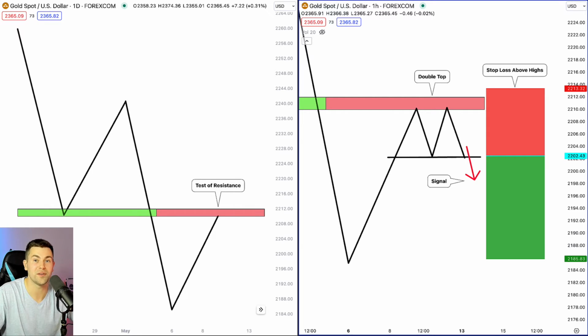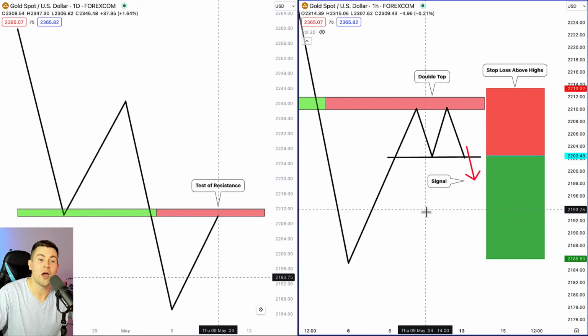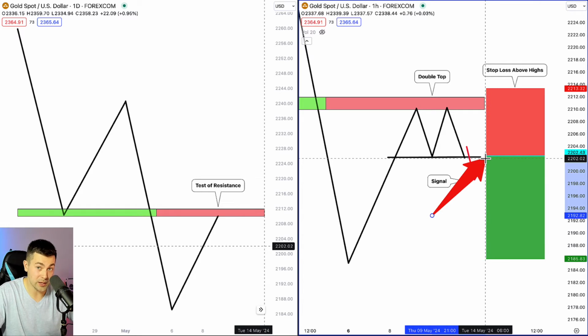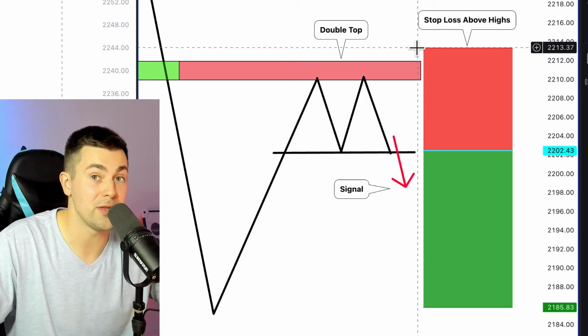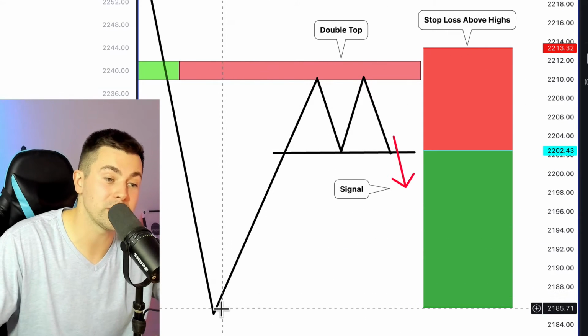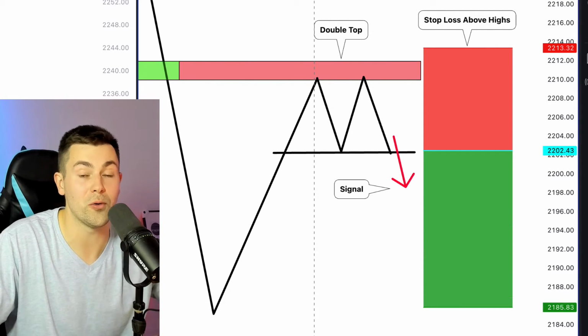After the test of a daily resistance, after formation of a bearish pattern on that, and after breakout of its neckline or trend line, open a short position on a retest of a broken neckline or trend line. Set your stop loss above the highs of the pattern and your take profit will be the closest 4-hour structure support.